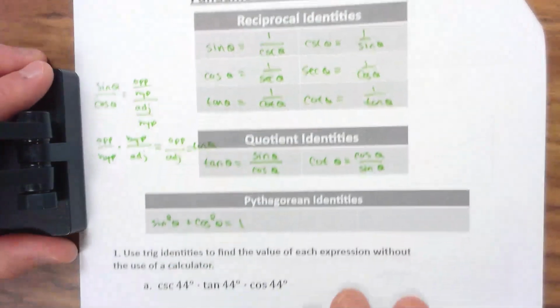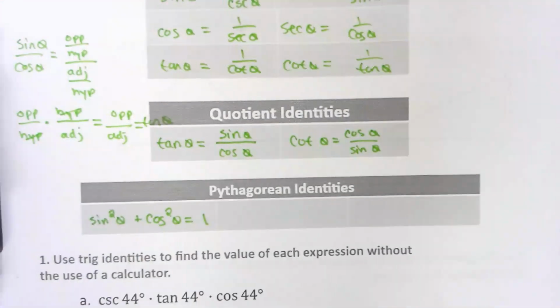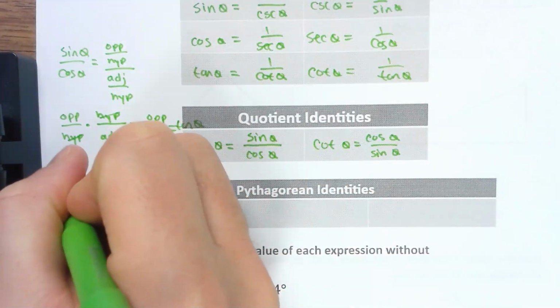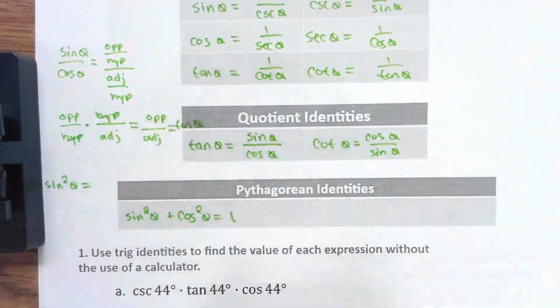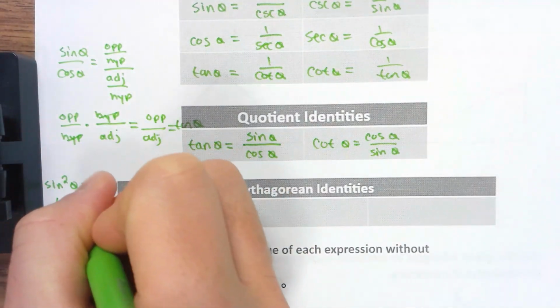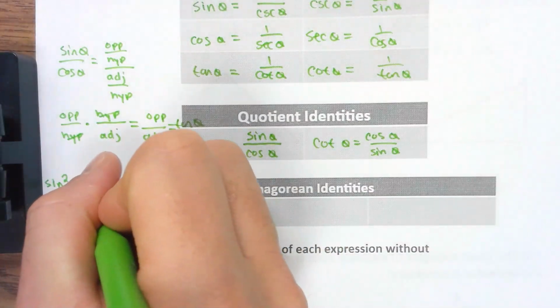Now, just some notational things here. Notice where the squared is placed, and it's placed there for a specific reason. When we see sine squared of theta, know that that is really equal to the whole sine of theta, so we evaluate sine of theta first, and then square it.